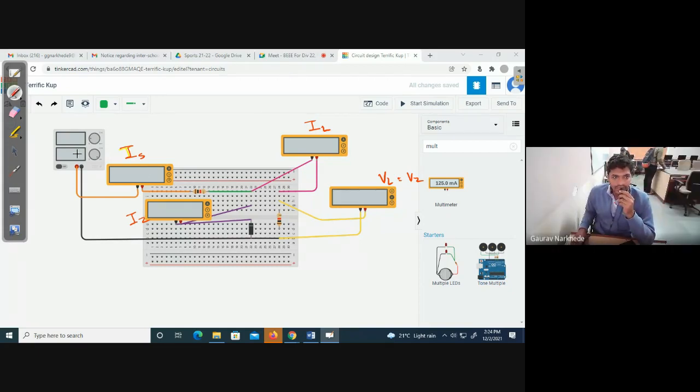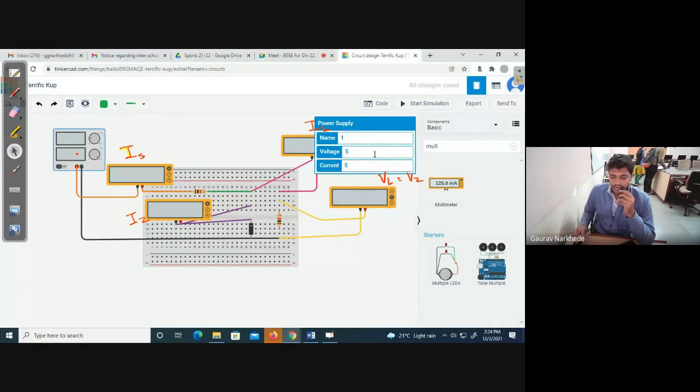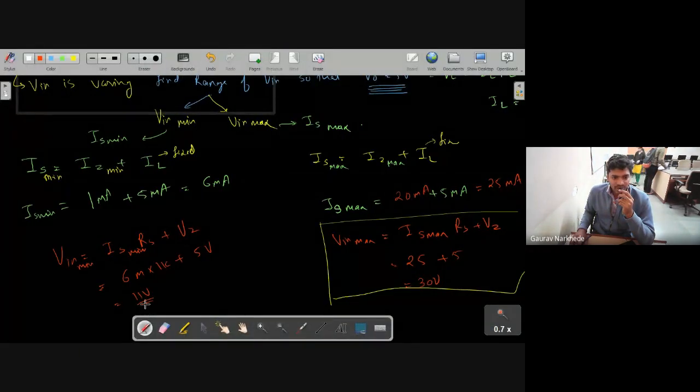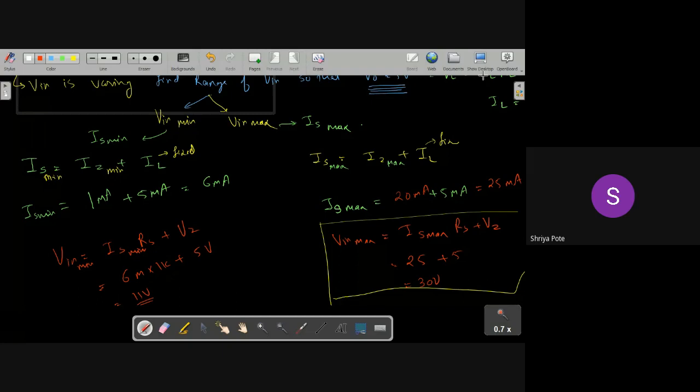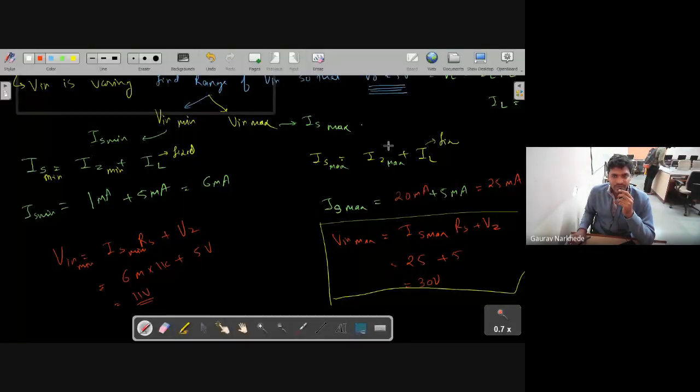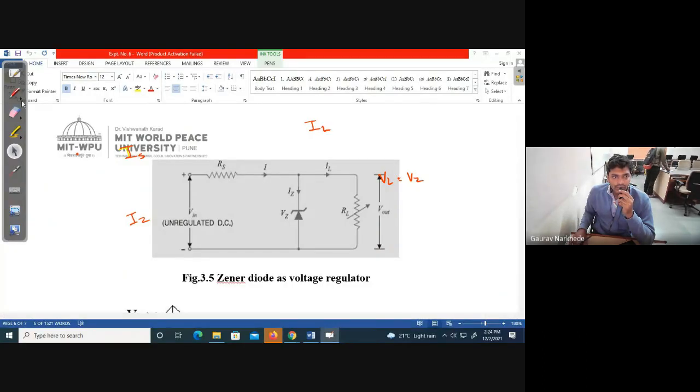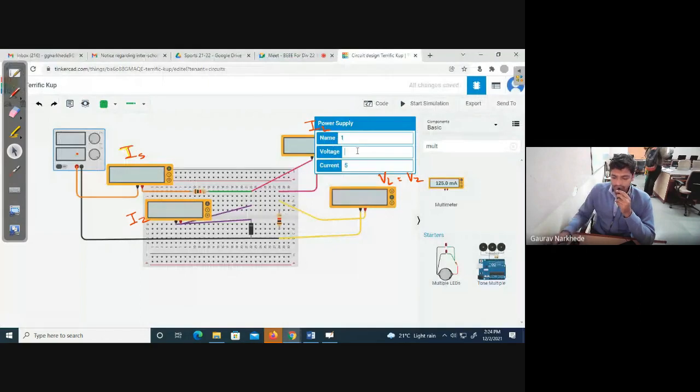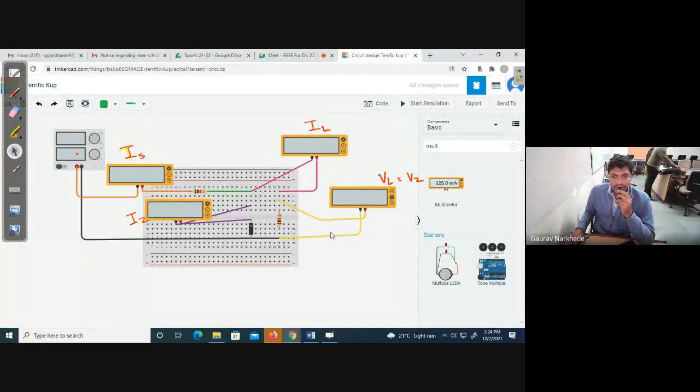Let us start simulating. Input कितना देंगे हम लोग? How much input we will be giving? First we will just give, हमारे calculations के अनुसार, what is minimum voltage we want? 11 volts. And maximum voltage we need to find. So let us give 11 volts. Okay. And let us check. I'll just start the simulation.